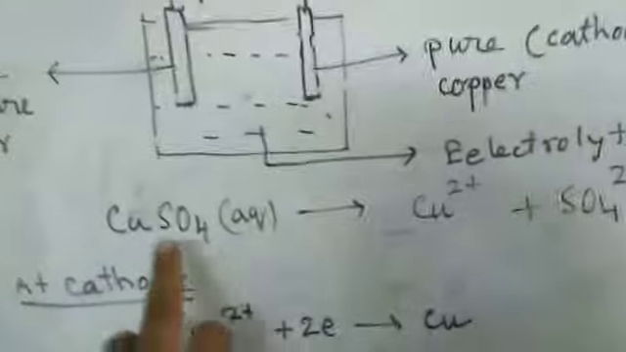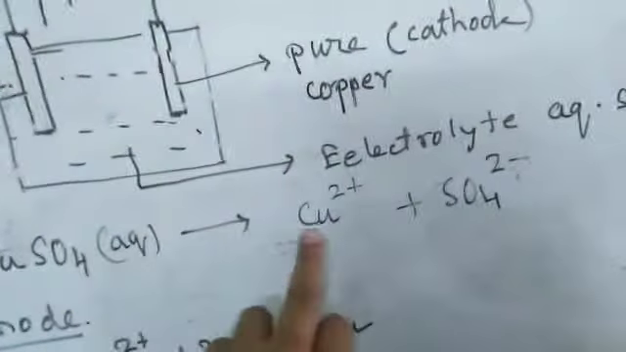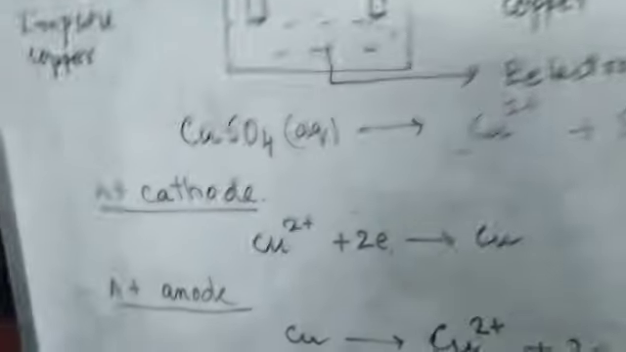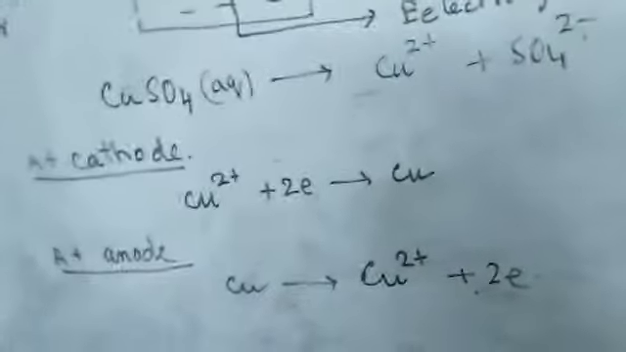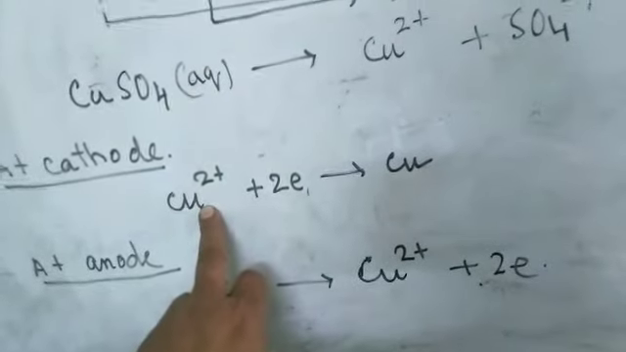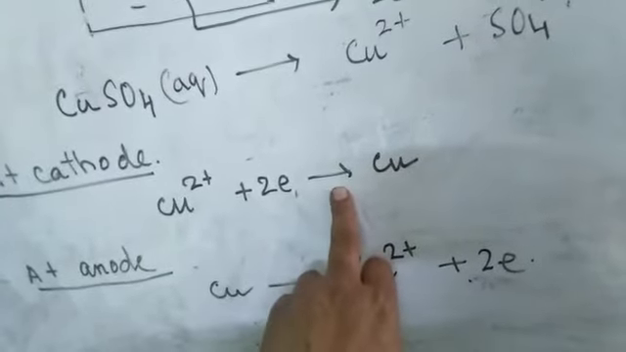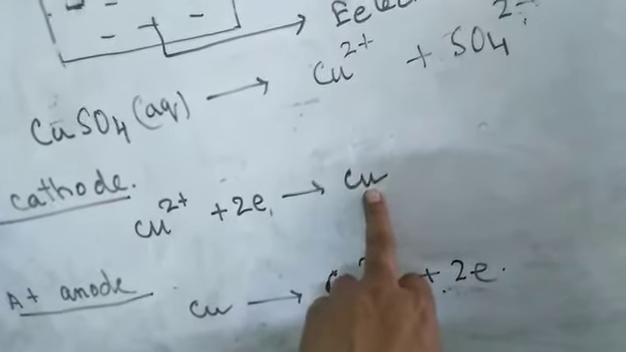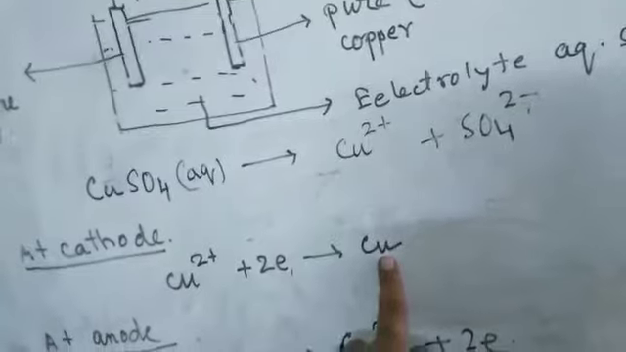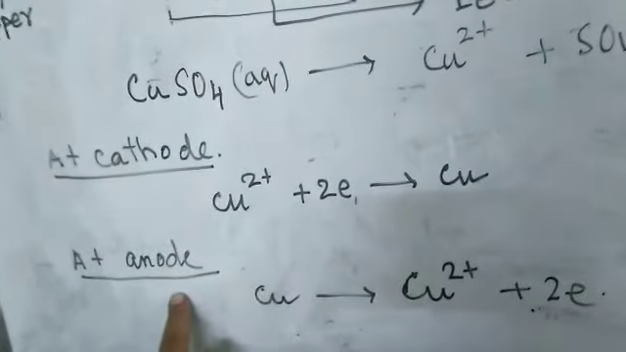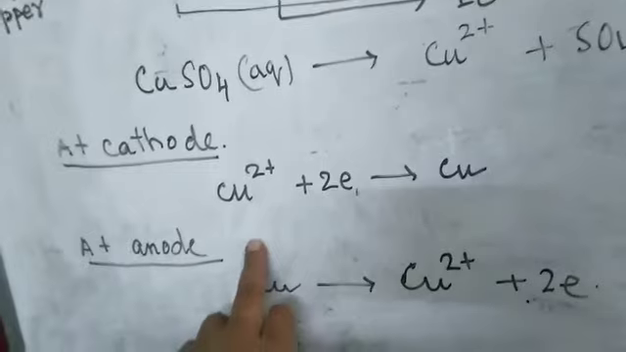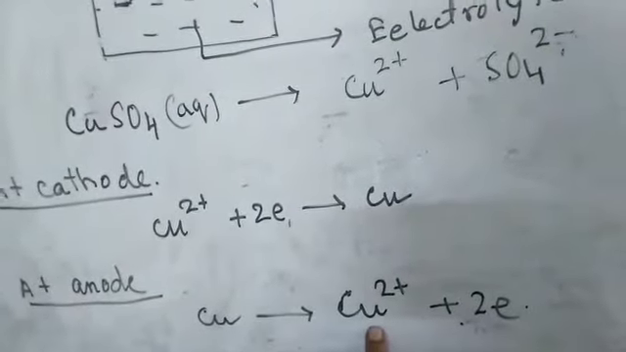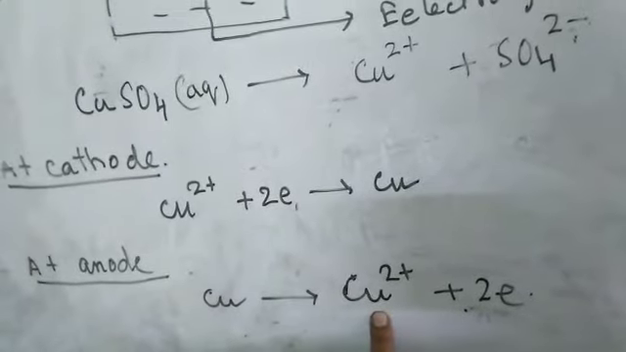Now copper sulfate in aqueous solution dissociates as Cu2+ ion and SO4 2- ion. Now what happens at the cathode? From the solution, Cu2+ ions rush towards the cathode, accept 2 electrons and are deposited as copper on that pure copper strip. And at the anode, from the impure copper, the copper atom releases 2 electrons and comes into the solution as Cu2+ ion.